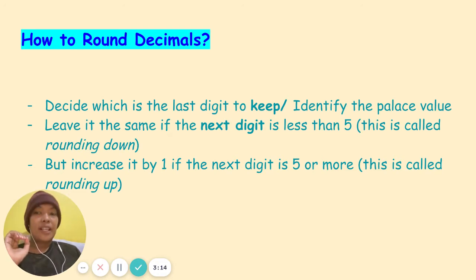So for example, ang katabi ng 8 is 6. So 6 is more than 5. So mag-a-add ka dun sa 8 yung katabi. So gagawin mo siyang 9, then you make everything 0 na. So parang yung actually this is part 2 of our topic in rounding off. Okay? So this is called rounding up.